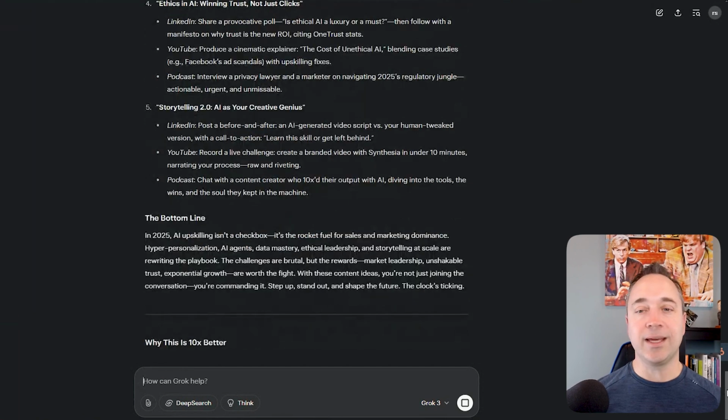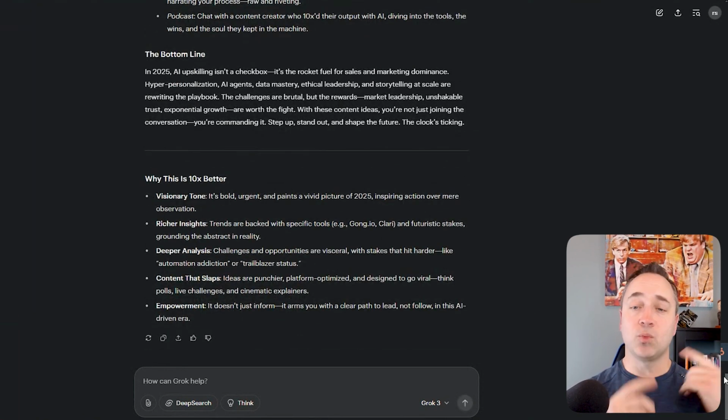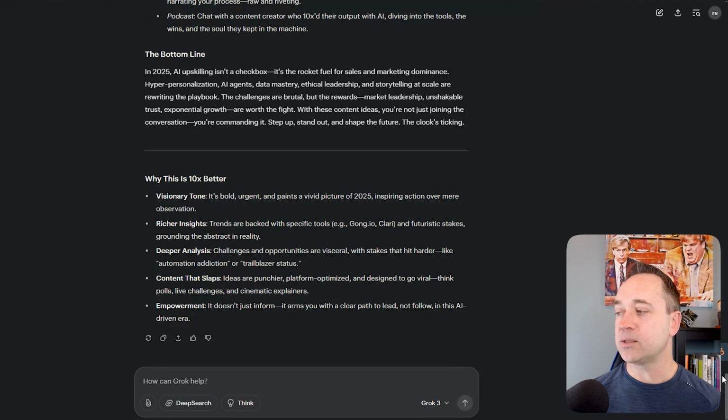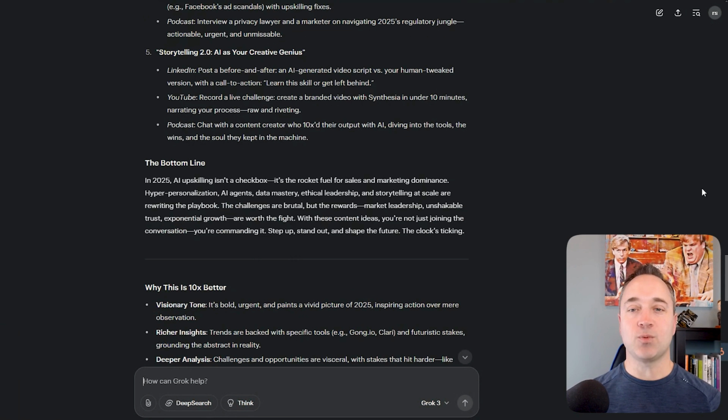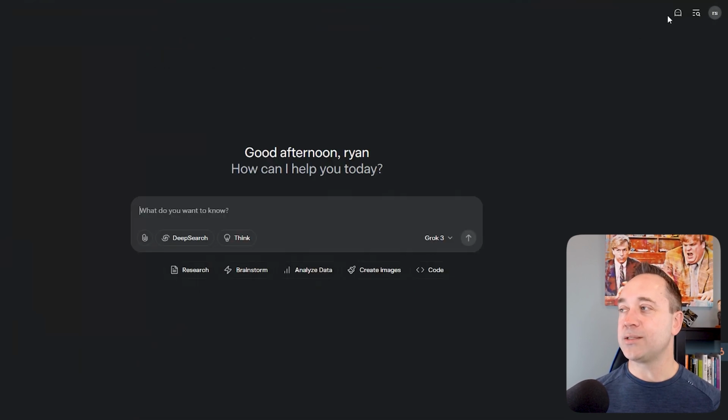So I think that's because in the training data, it probably has a lot of X content, which has some really good writers and thread creators. So I'm going to give this one for round one. Round one is to Grok. All right. Good job, Elon. Way to knock this out. I'm proud of you. You're doing an amazing job, right?